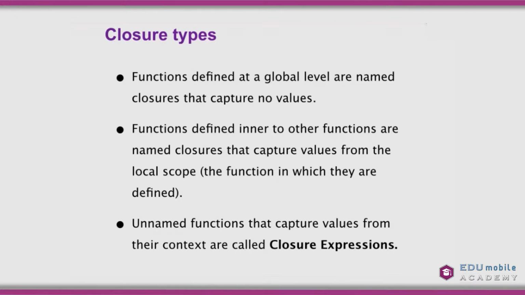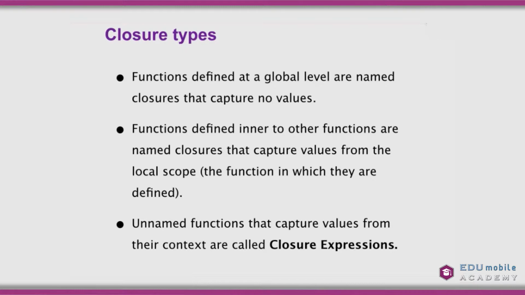So there are three basic types of closure. Functions defined at a global level are really just named closures that capture no values. Functions defined inner to other functions, inside other functions, are named closures that actually do capture values from the local scope, which is the function in which they're defined. Unnamed functions, these are the ones we're interested in. Unnamed functions that capture values from their context are called closure expressions.